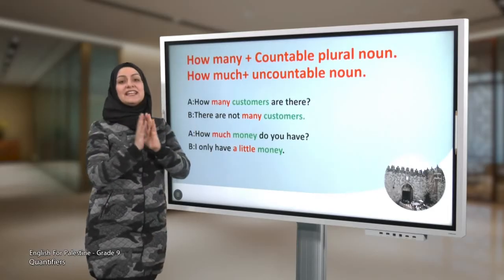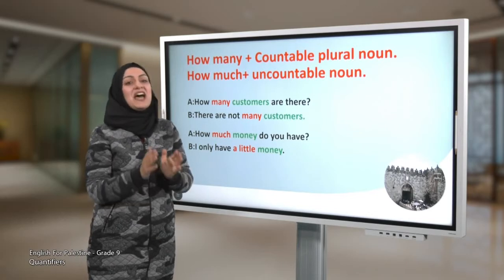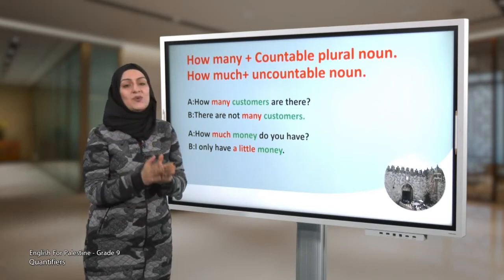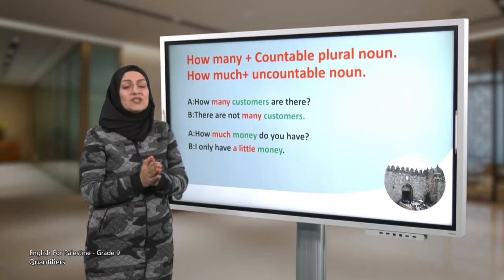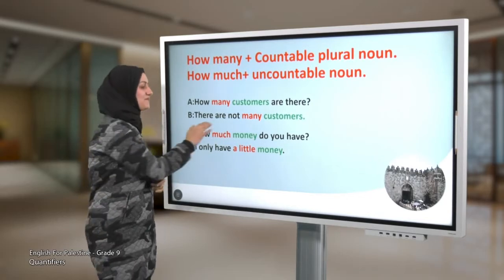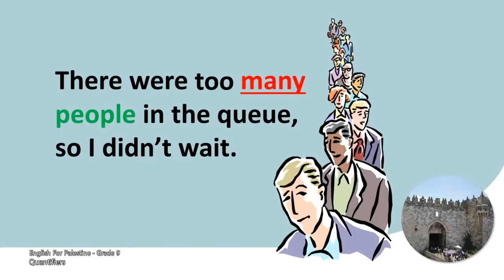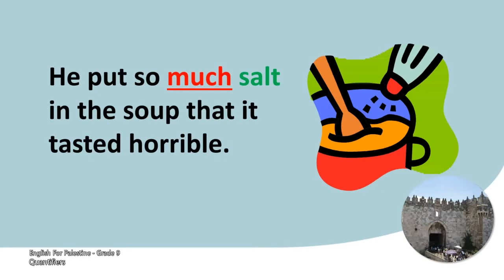To summarize, many is used with countable plural nouns and much is used with uncountable nouns in both sentences and questions. Another example, there were too many people in the queue, so I didn't wait. And another example, he put so much salt in the soup that it tasted horrible.